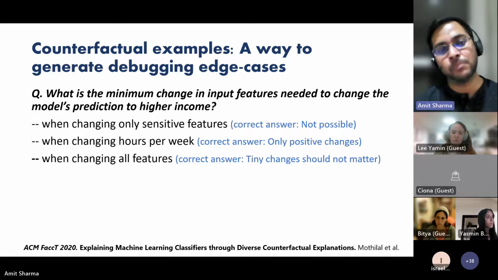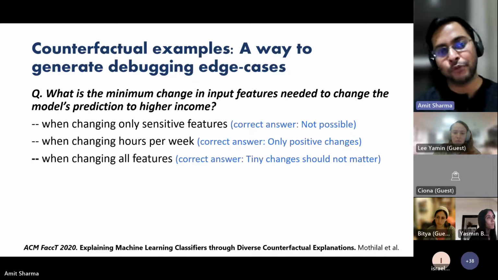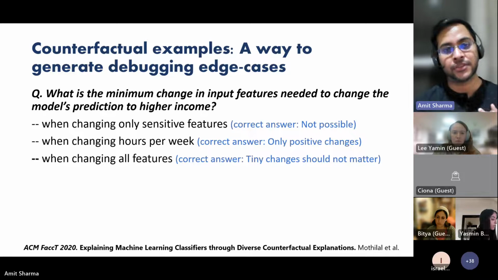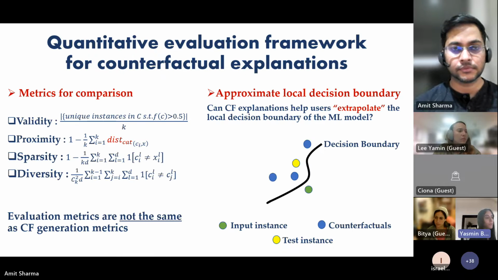But it does assume that as a human debugger, you do know what the right trend is, right? Because all these explanations will give you is some trend. And then you have to reason whether that trend makes sense or not. Thank you. If there is a follow-up question, right.